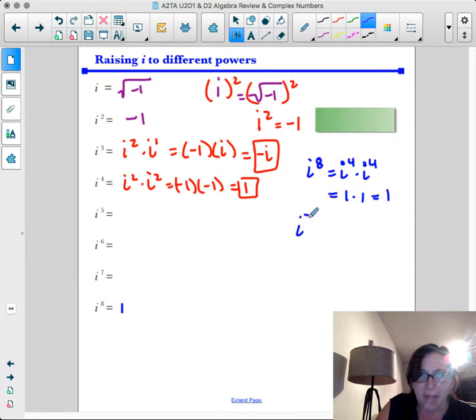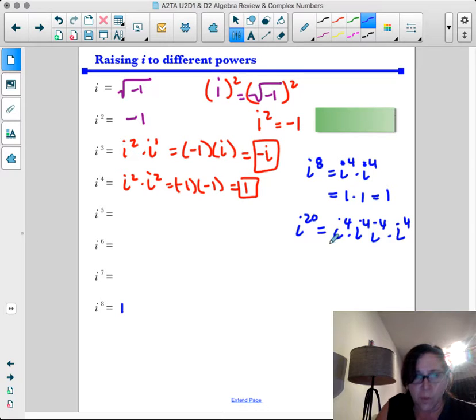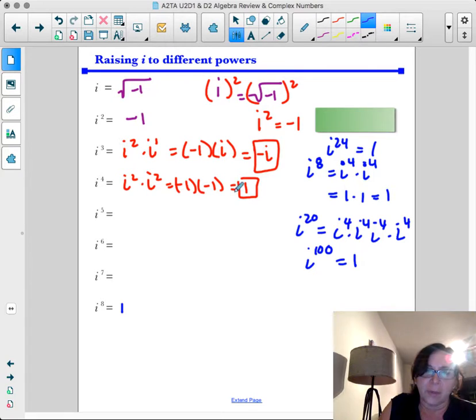Meaning if I have i to the 20th power, that's the same thing as saying i to the fourth, i to the fourth, i to the fourth, times i to the fourth. Well, that's just 1 times 1 times 1 times 1. It's 1. So like if you were saying i to the 100th power, that's 1. If you were saying i to the 24th power, that's 1. So you always try to take as many 4s out as you can.